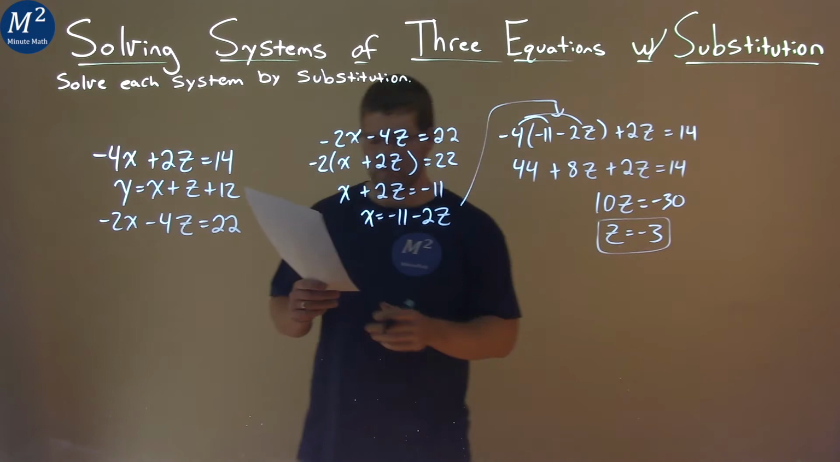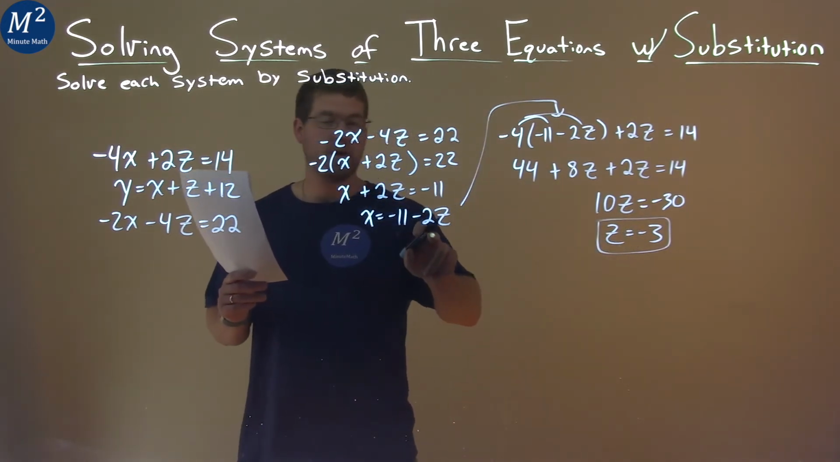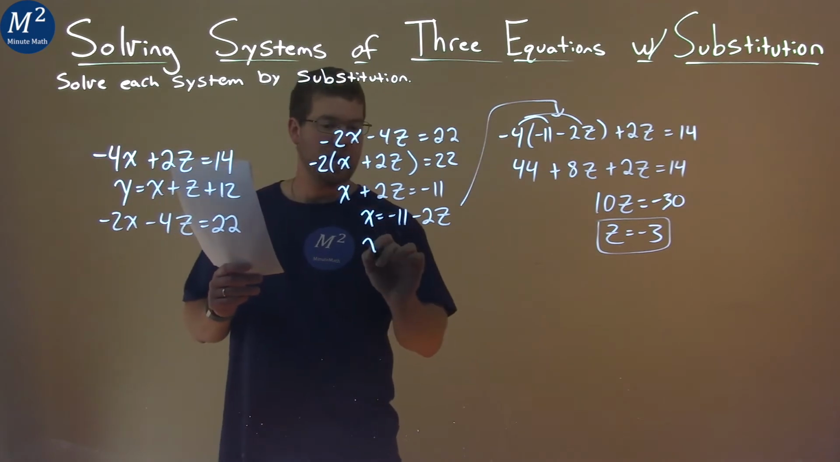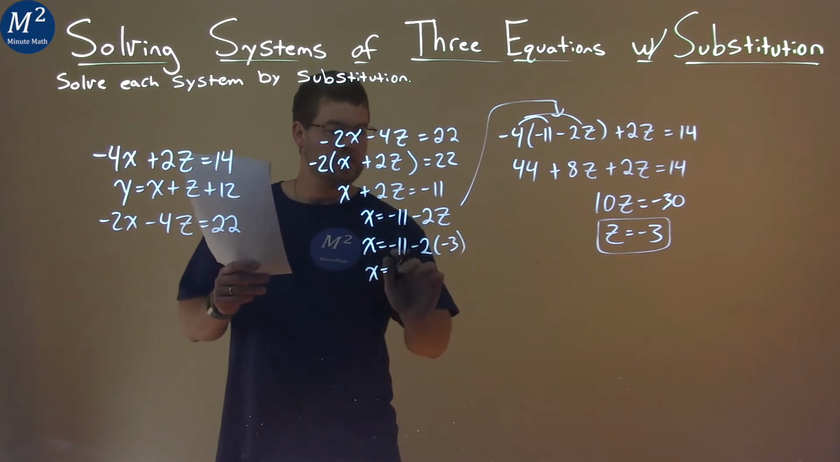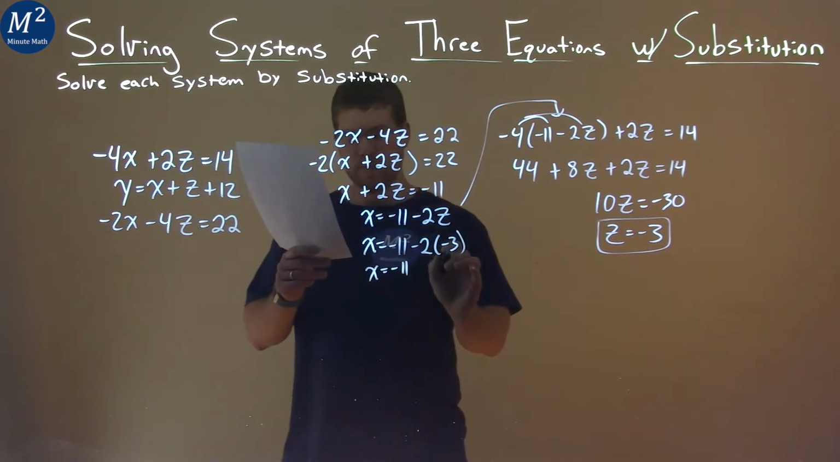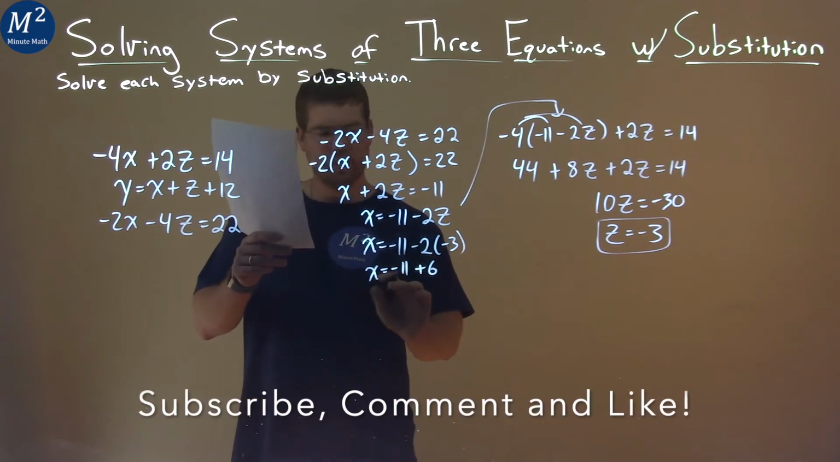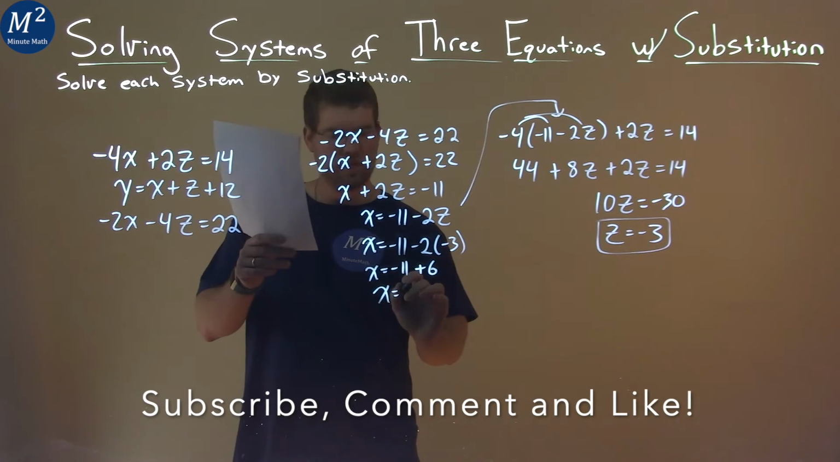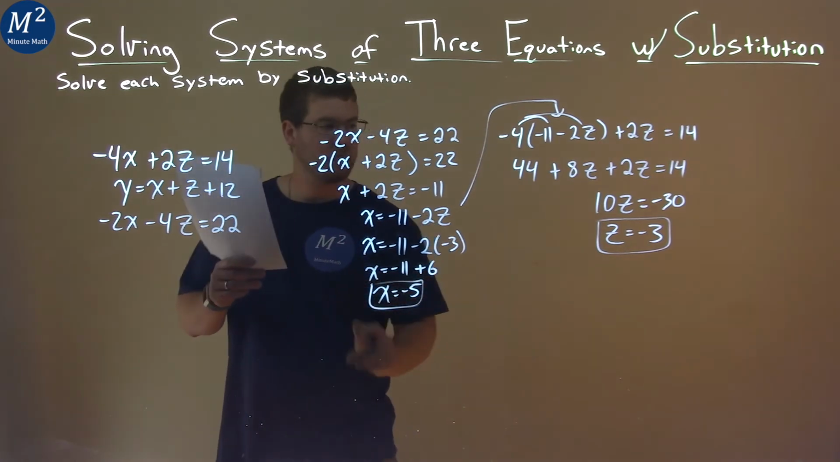All right, we got one of our values. Well, we can use that z equals negative 3, put it in here to find our x value. So x equals negative 11 minus 2 times negative 3. And then simplify. Negative 2 times negative 3 is a positive 6. Negative 11 plus 6, x equals negative 5 right there. So we have x equals negative 5, z equals negative 3.